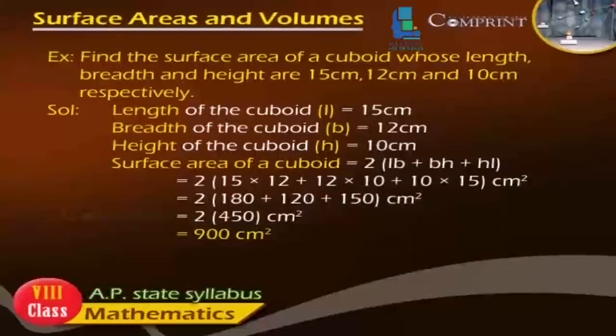Surface area of a cuboid is equal to 2 into (LB plus BH plus HL) is equal to 2 into (15 into 12 plus 12 into 10 plus 10 into 15) centimeter square is equal to 2 into (180 plus 120 plus 150) centimeter square is equal to 2 into 450 centimeter square is equal to 900 centimeter square.